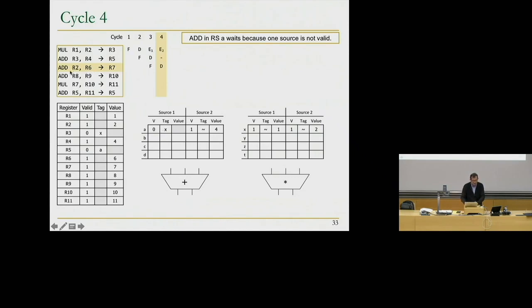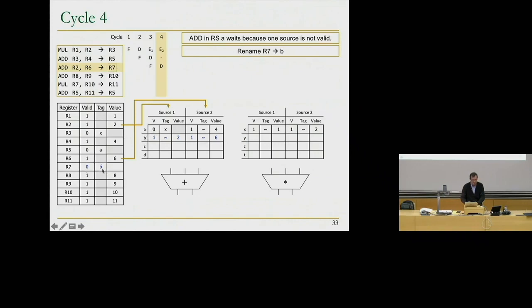Then we read the source operands. What does that mean? We read R2 and R6. Now if you go read R2, you will find that it's valid. Its value is 2, great. If you read R6, you will also find that it's valid, and its value is 6. On the next cycle, this should be able to execute. And we also rename the destination register R7 to the reservation station entry ID that we put this instruction into.